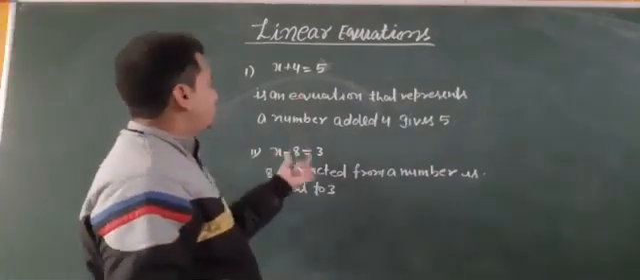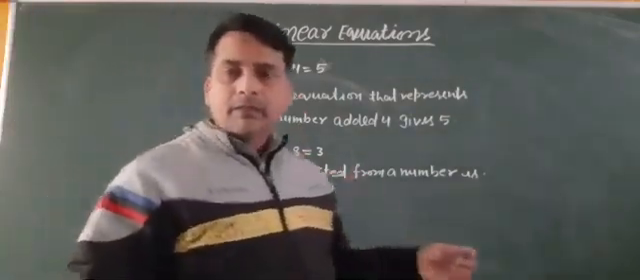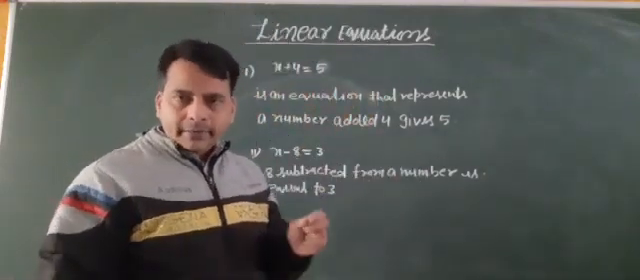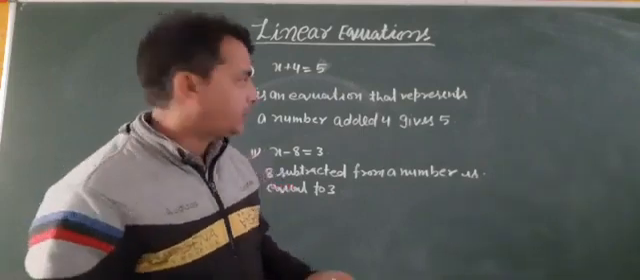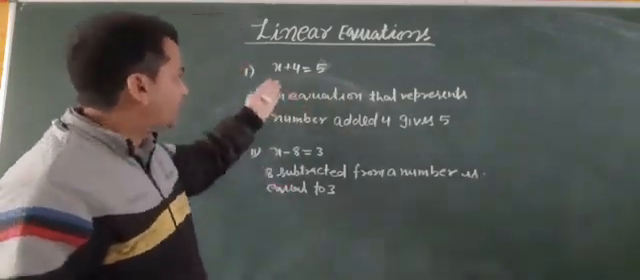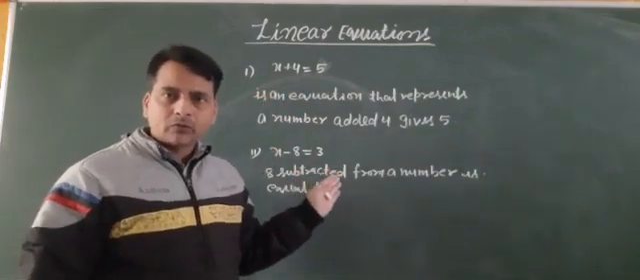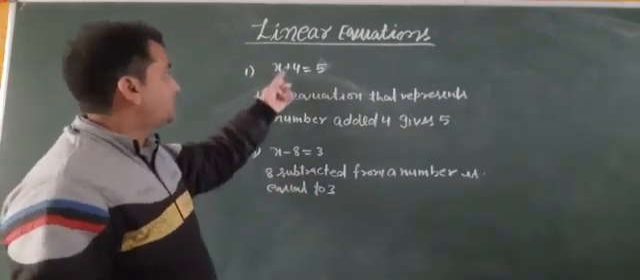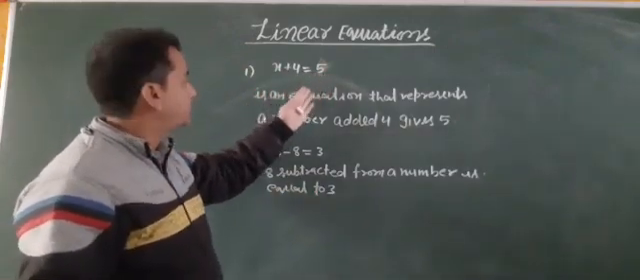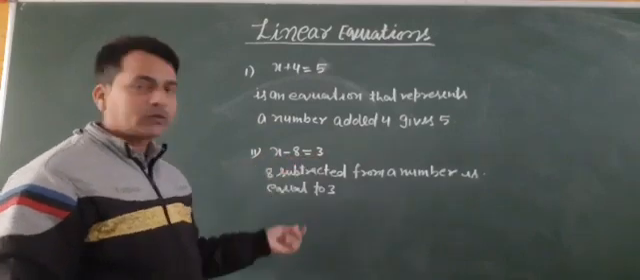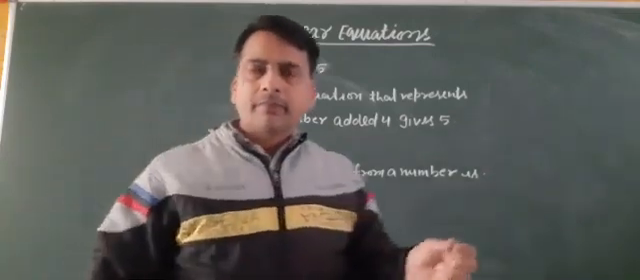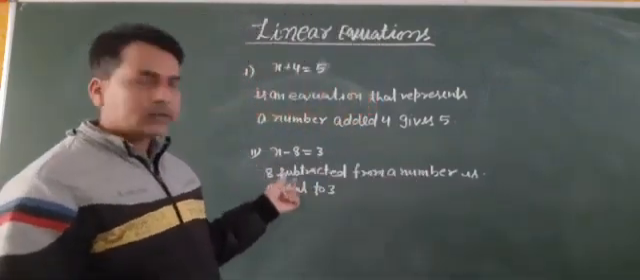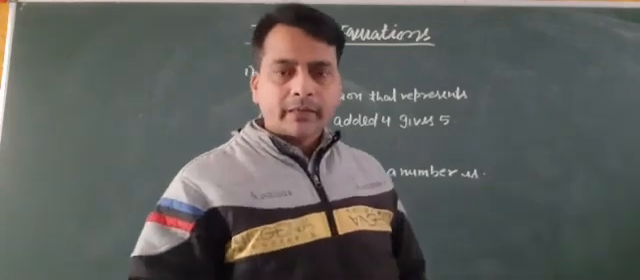So in both examples here, the equation has only one literal, that is known as a linear equation in one variable. Here there is only one literal, so it is known as a linear equation in one variable, means x plus 4 equal to 5 and x minus 8 equal to 3.